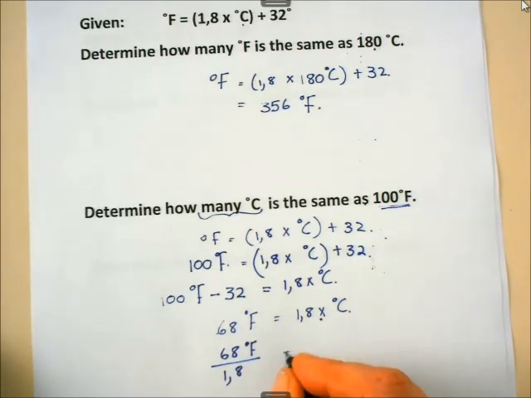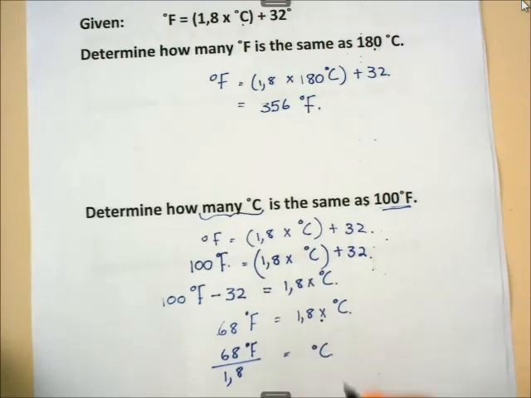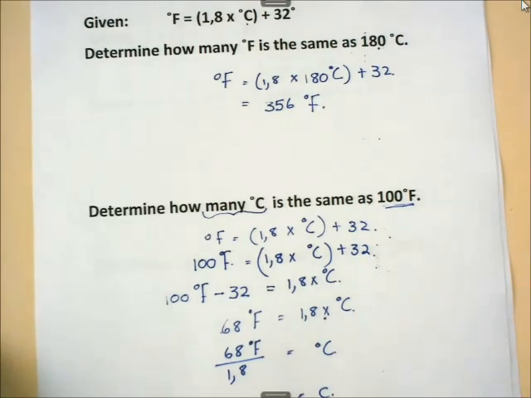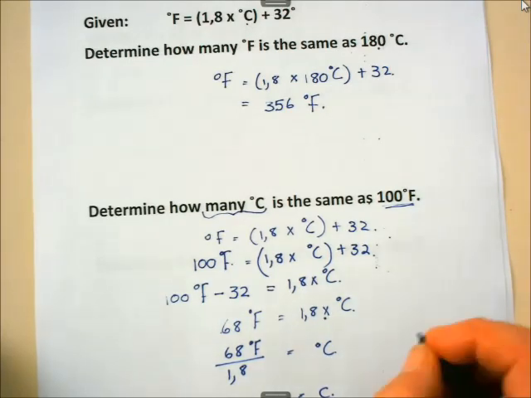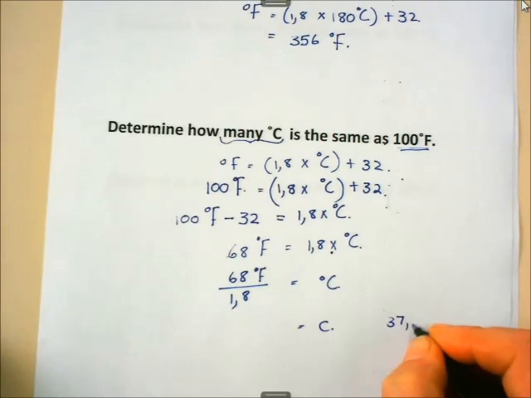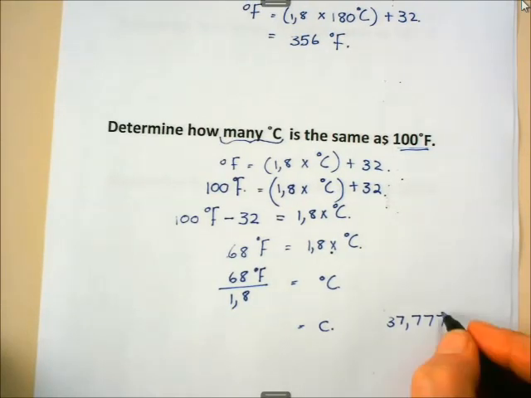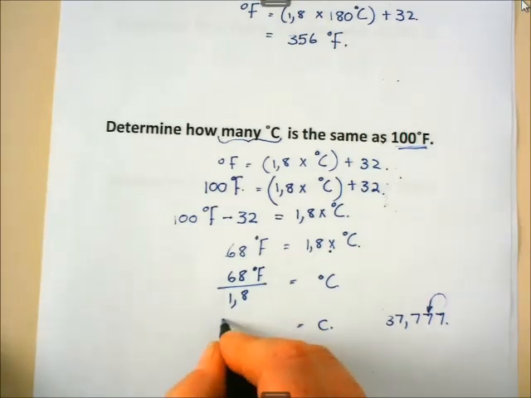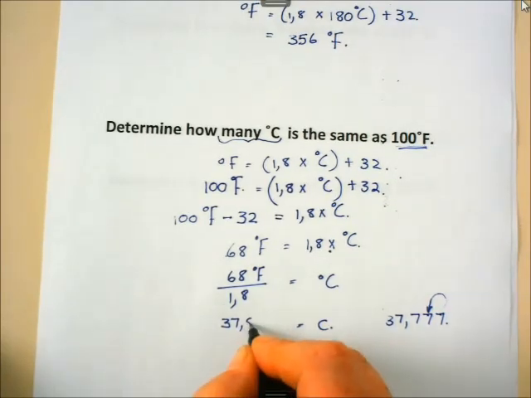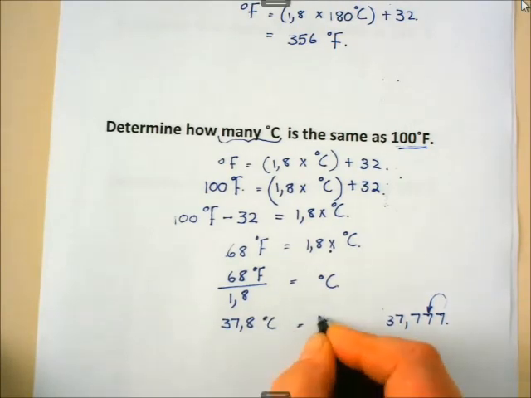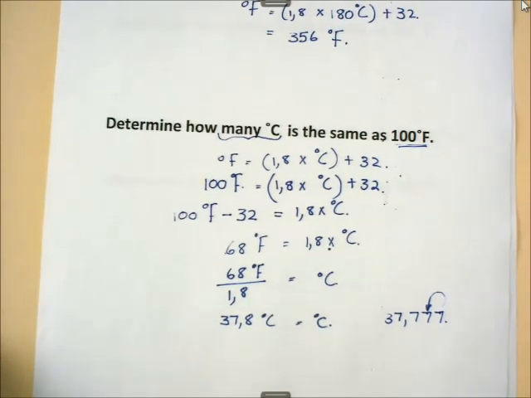And then my degrees Celsius will be 68 divided by 1,8, and you will see the answer is 37,777. So if I round off to 1 decimal place, this 7 makes that 7 an 8. 37,8 degrees Celsius. Okay? If you go and use the formula that I've shown you earlier, you will see that you will get exactly the same answer.